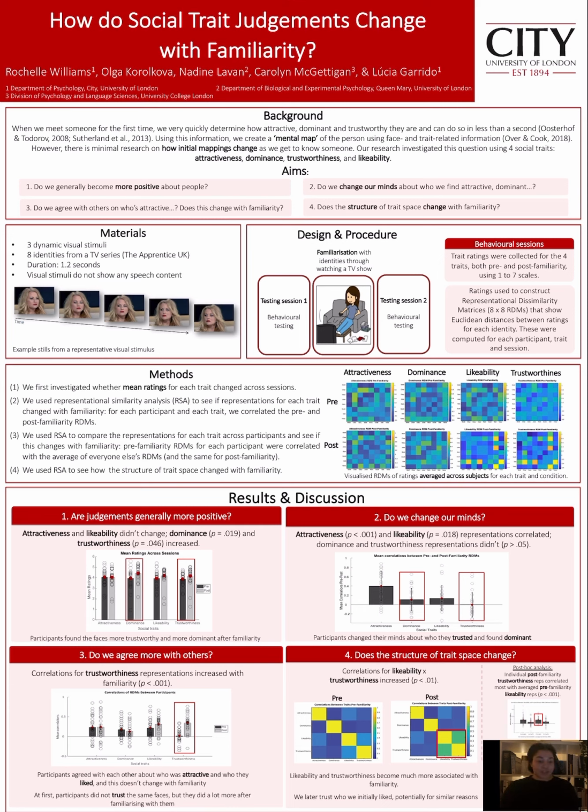Additional analyses explored the directionality of this. We correlated the RDMs in a crisscross manner and found that participants' individual post-familiarity RDMs for trustworthiness correlated most with the average pre-familiarity likability RDM. In other words, it could be interpreted that we go on to trust those that we liked at first, and potentially for the same reasons, though other explanations are plausible.